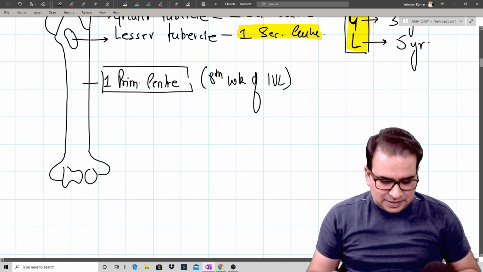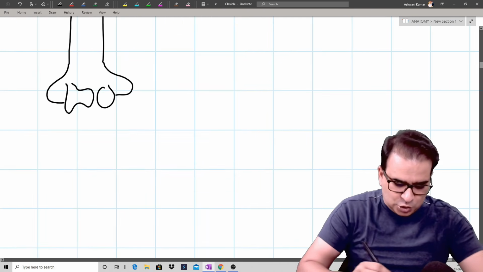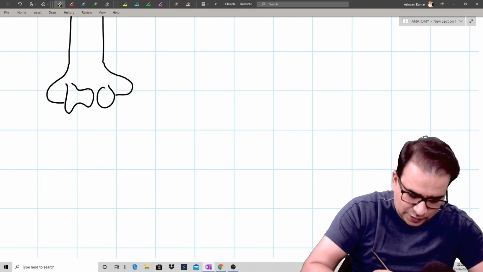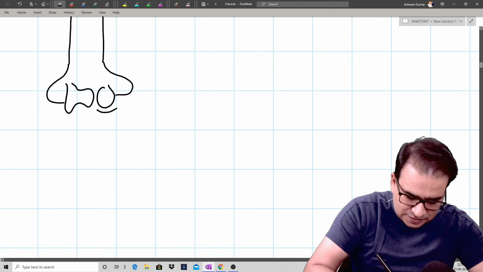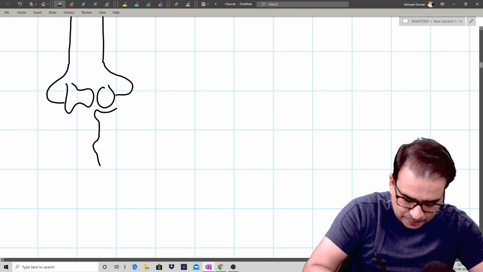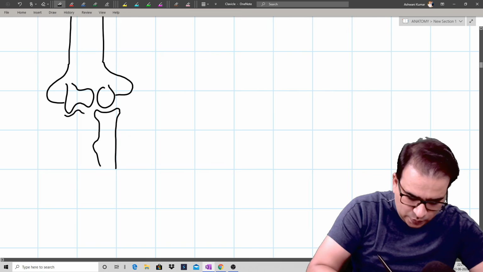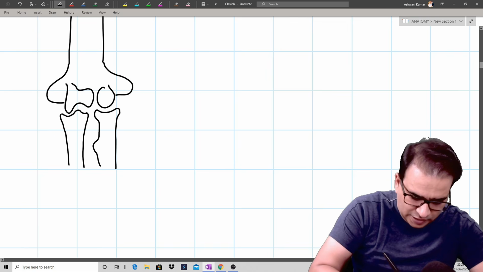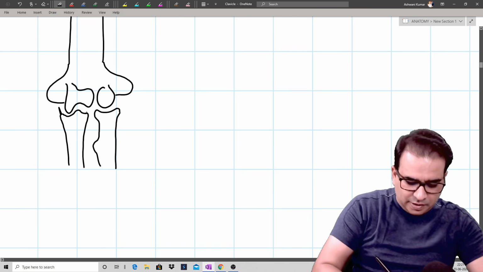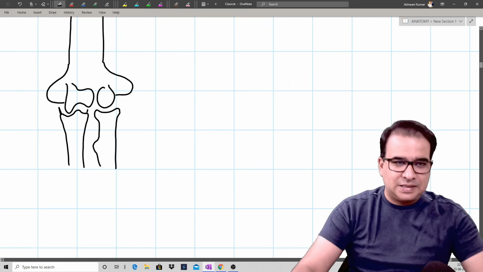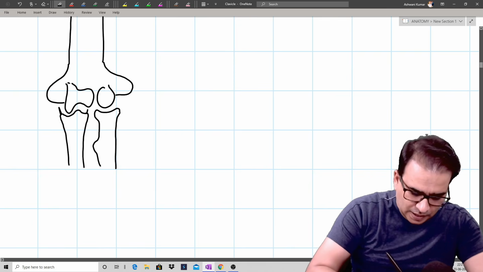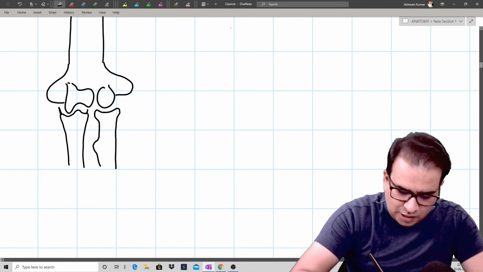So what I'm going to do here, guys, is draw the radius and ulna. Let us say this here is the radial head, the one which is attached to the capitulum. Here's the radius. And the one which will be attached to the trochlea will be the olecranon process. The process is projecting backwards like this. I hope you have heard of this mnemonic called CRITO.